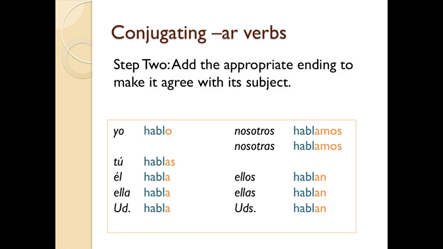So if we look at the entire conjugation, we say hablo, hablas, habla, hablamos, hablan. O, as, a, amos, an. Remember, you take off the AR first and you add these endings. Yo hablo, I speak. Tú hablas, you speak. Él habla, he speaks. Ella habla, she speaks. Usted habla, you speak. Nosotros hablamos, we speak. Ellos hablan, they speak. Ellas hablan, they speak. Ustedes hablan, you all speak. O, as, a, amos, an.